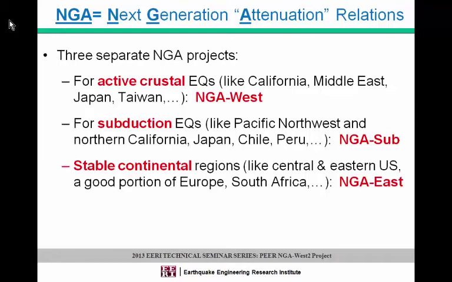Then a few years ago, we started another NGA project for so-called stable continental regions. Basically, in the U.S. is east of Colorado. Very important, although seismicity is very different. They don't get magnitude 7 and 8 every day, obviously, but it's very important. About 100 nuclear power plants in the U.S. are east of Colorado. So very important for nuclear community. Literally about 200 million people in the U.S. are affected by that project. It covers Central Eastern North America, as well as like most of Europe, South Africa, and other places. NGA-West is what we are going to talk about the whole day today.